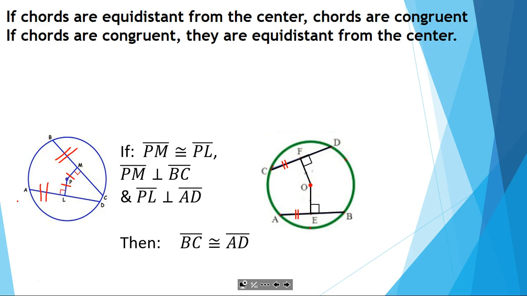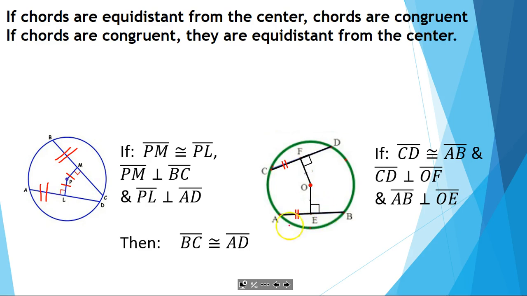Now the one over here on the right is just the converse of that. This time we can see that chord CD and AB are congruent. And we can also see that CD is perpendicular to OF, and that AB is perpendicular to OE. That means that these segments OF and OE are congruent. So again, I'm going to put some tick marks on this that indicate that. Again, these are rules that we could be using on questions that are on the EOC.